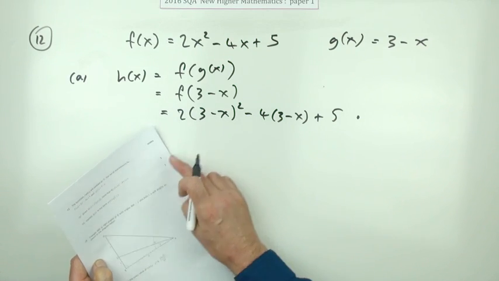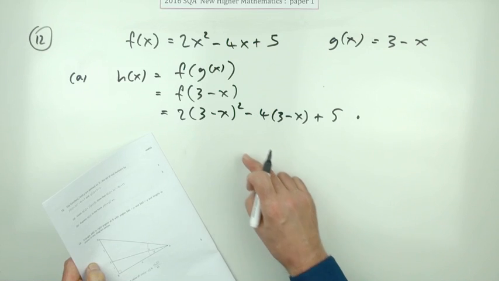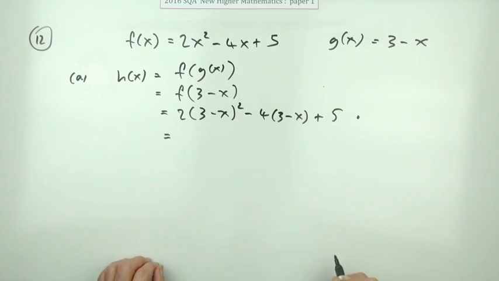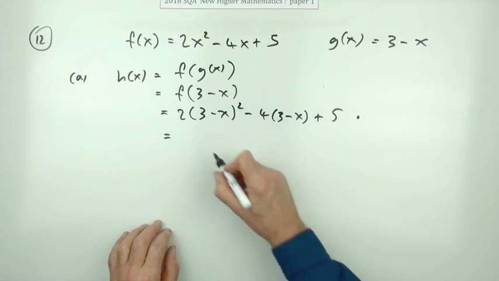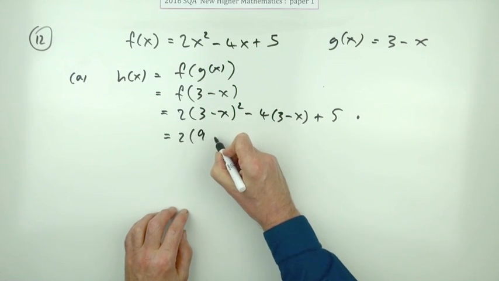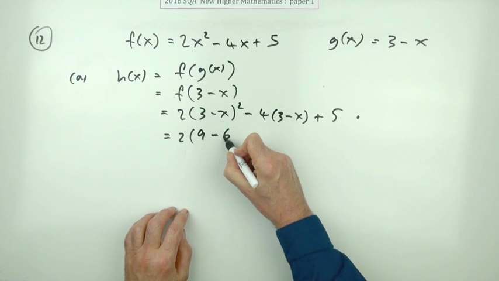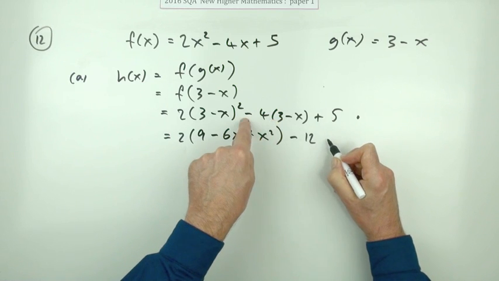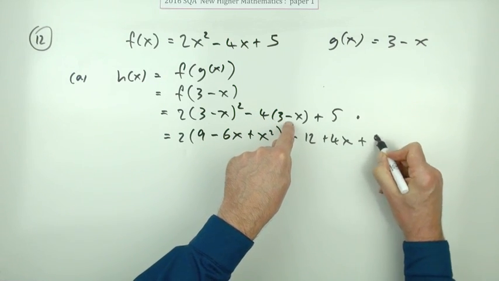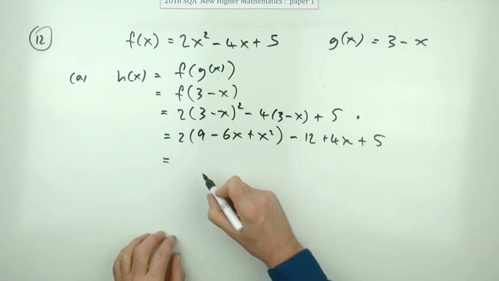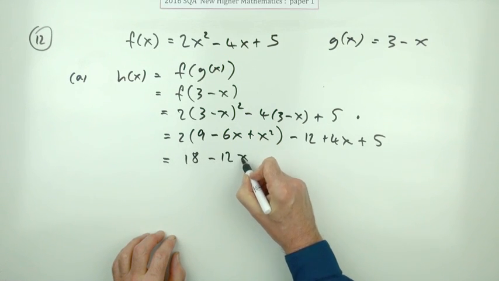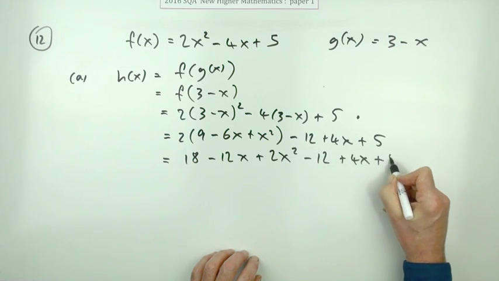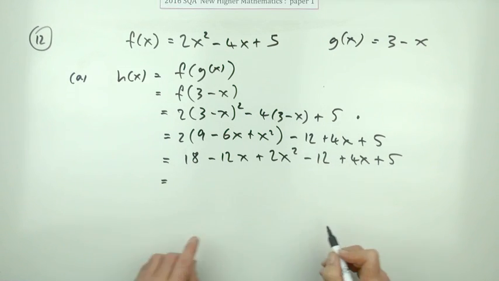It says show it's equal to this and then put equals 2x squared and so on. You're not going to get that mark unless you show some working, some intermediate steps. You've got to multiply that out. So it's 2 times, square the first, twice the product will be minus 6x, square the last, minus 12, but plus 4x plus 5. Still tidying. 18 minus 12x plus 2x squared, but still minus 12 plus 4x plus 5. I know I could have tidied that to minus 7, but it doesn't matter.